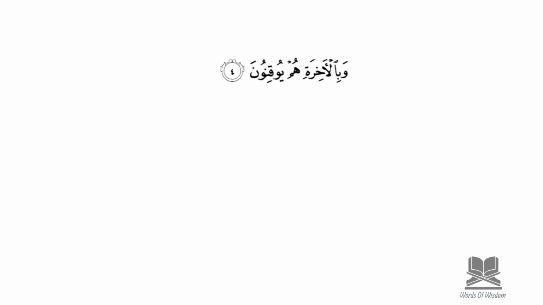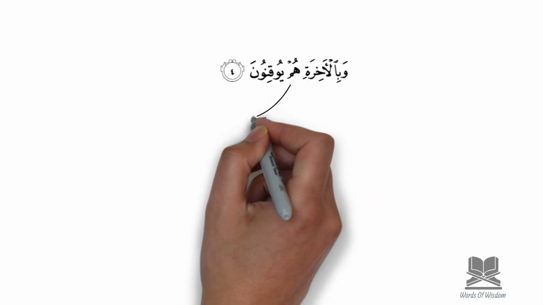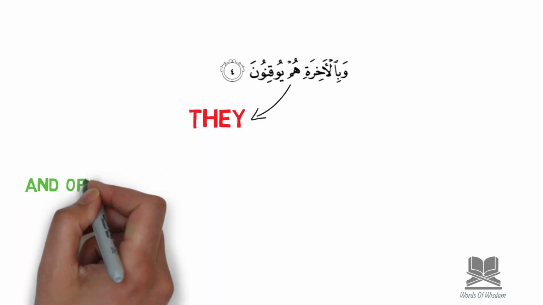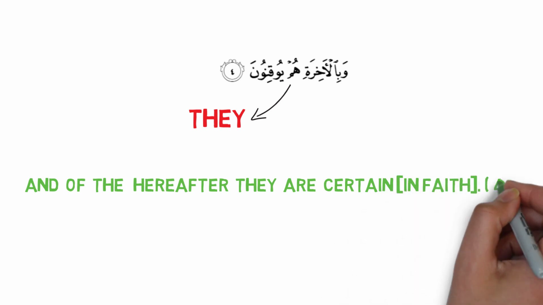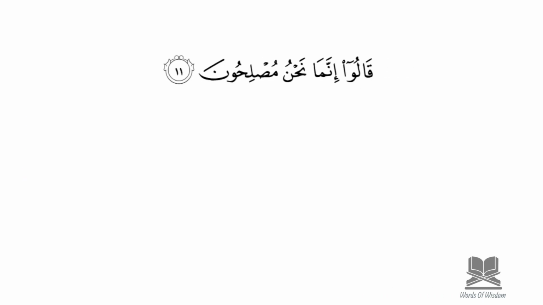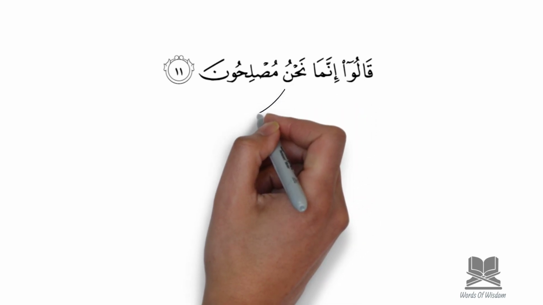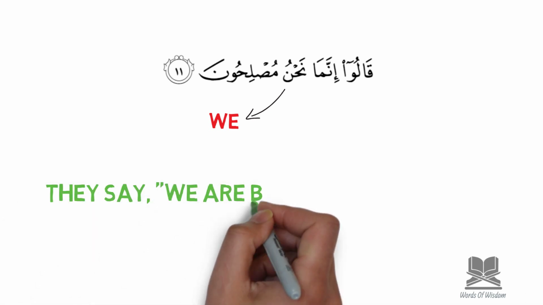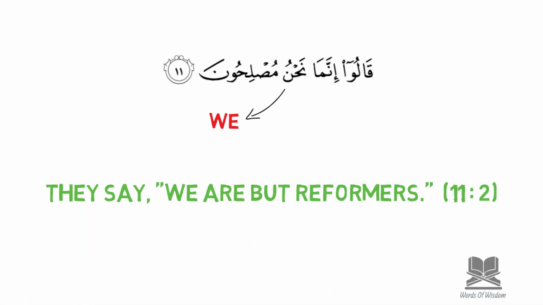Allah says again in Surah Al-Baqarah, ayah number 4, وَبِالْآخِرَةِ هُمْ يُوقِنُونَ. So here, وَبِالْآخِرَةِ, and the hereafter, and regarding the hereafter, hum, they, as in all of them, yuqinun, firmly believe. In another place in Surah Al-Baqarah, ayah number 11, Allah subhanahu wa ta'ala says, قَالُوا إِنَّمَا نَحْنُ مُصْلِحُونَ. قَالُوا, they say, إِنَّمَا نَحْنُ, indeed, only, نَحْنُ, we, مُصْلِحُونَ, are reformers. We are nothing but reformers. The meaning of we is coming from nahnu.